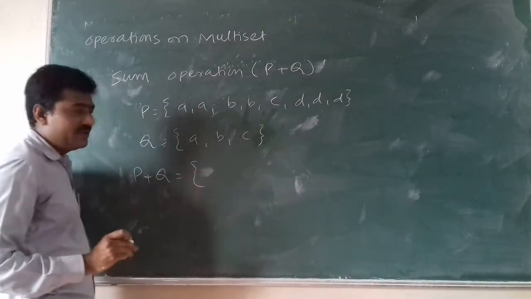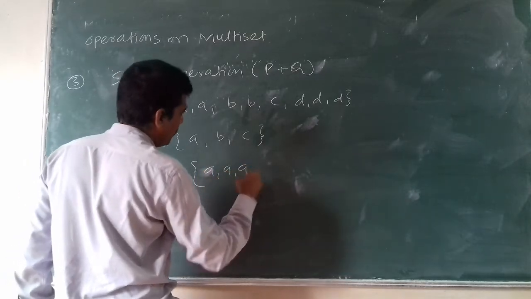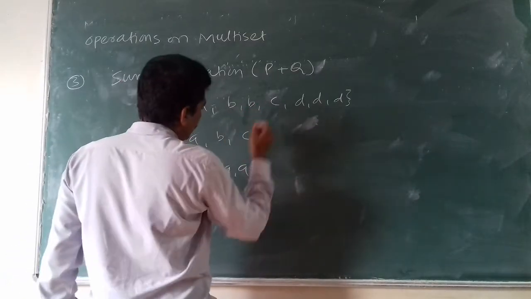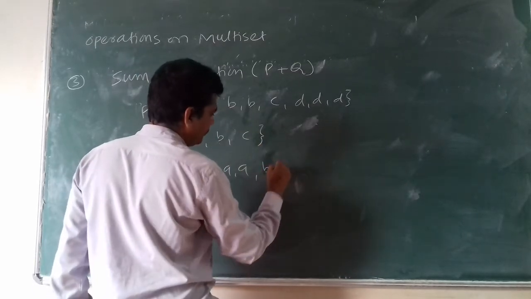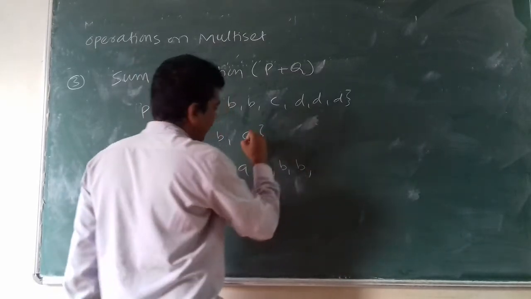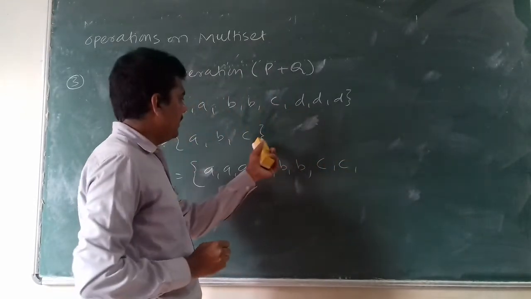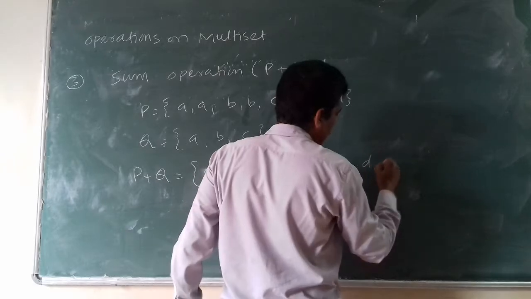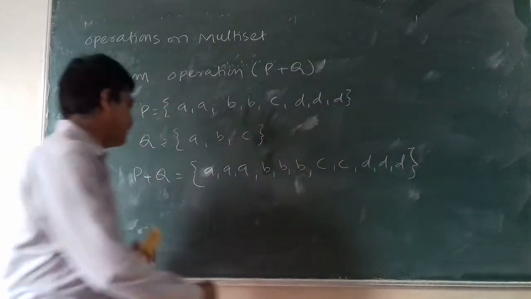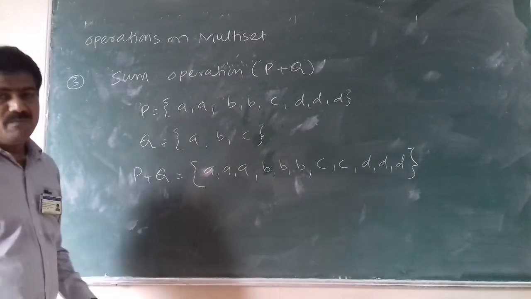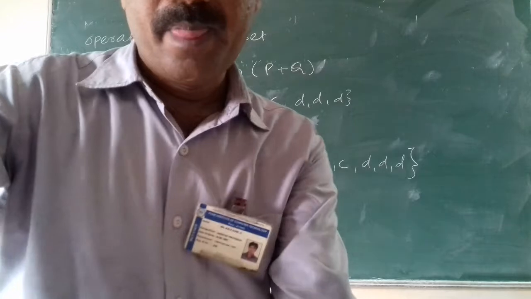Addition of the multiplicity. So 2 plus 1, that is 3a. Okay, 2b plus 1b, so it is 3 times b. 1 and 1, 2 times c, and 3d plus 0d is 3d. So this is the sum operation on the multiset. So these are the 4 operations of multiset.